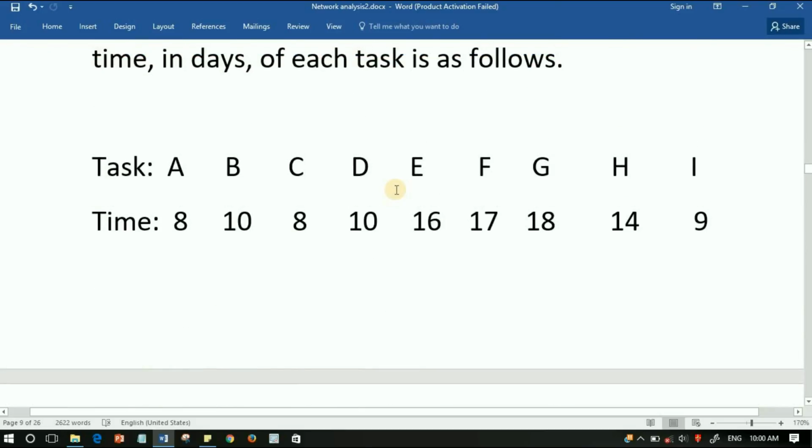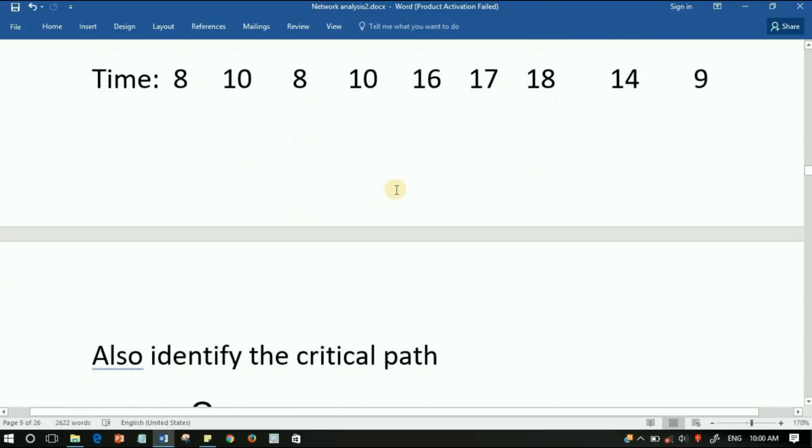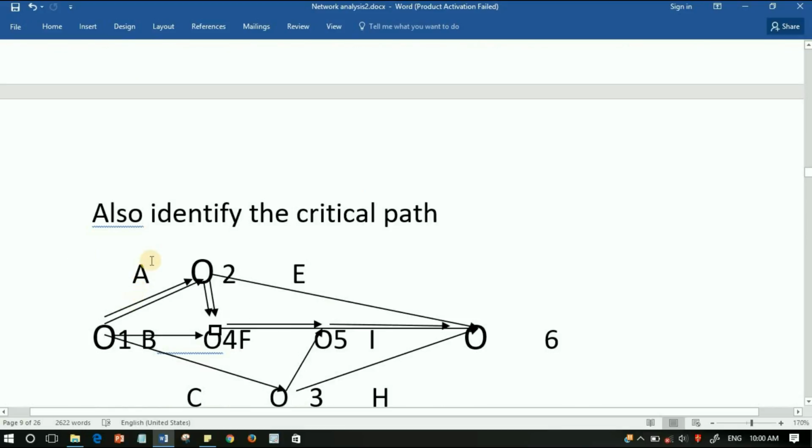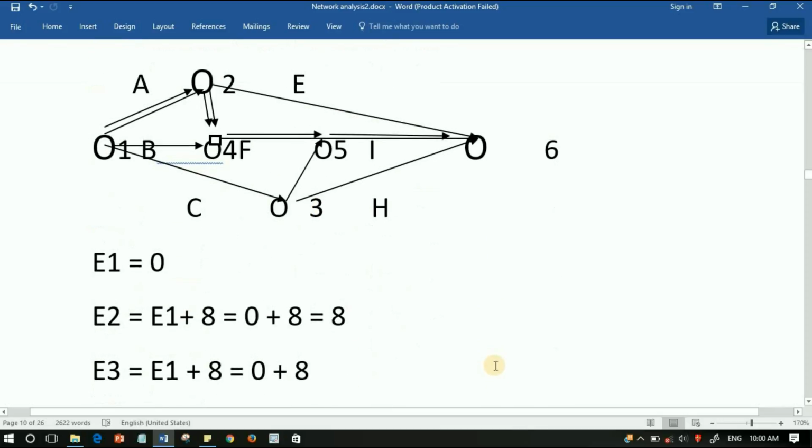First of all, we have to draw the network. Time is given also. So 1 to 2, we put the activity A, and 1 to 4, we put the activity B, and 1 to 3, activity C, and 2 to 6, activity E, 4 to 5, activity F, 5 to 6, activity I, and 3 to 6, activity H.